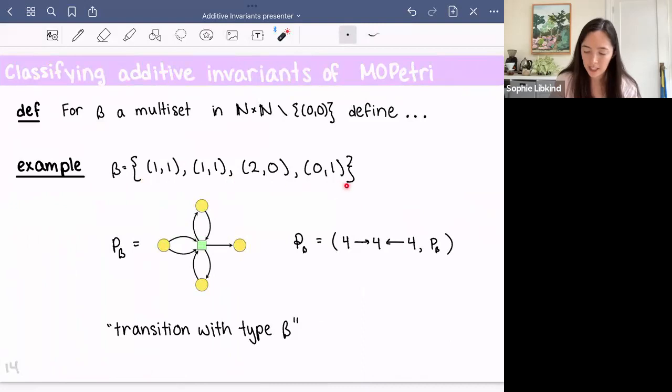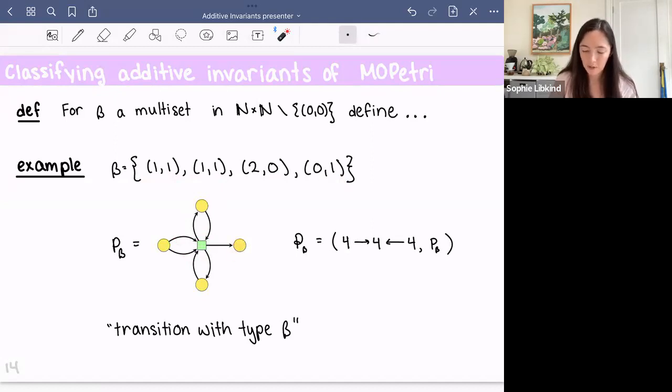So consider this multiset of pairs of natural numbers. It's going to define the Petri net with a single transition, and then each element of the multiset is going to define a different species and its relationship to that transition. So here, this defines a species which is once an input and once an output to the transition, so a catalyst. Then we have another catalyst, a species that's once an input and once an output. Here we have a species that's twice an input to the transition. And here we have a species that's once an output to the transition.